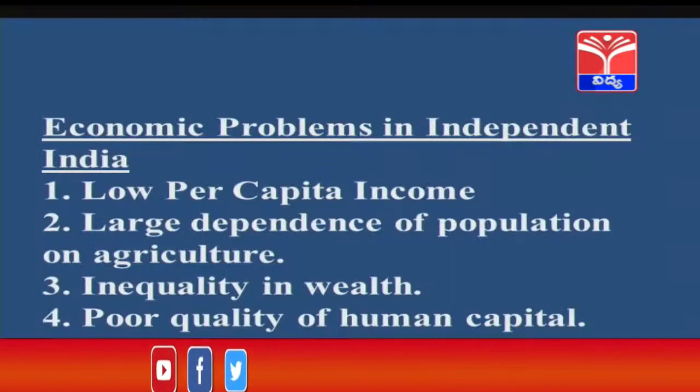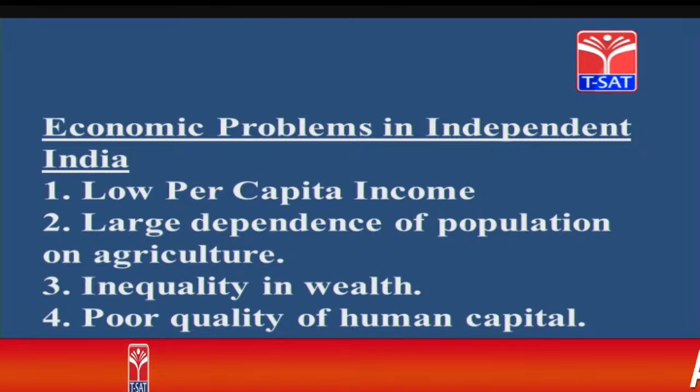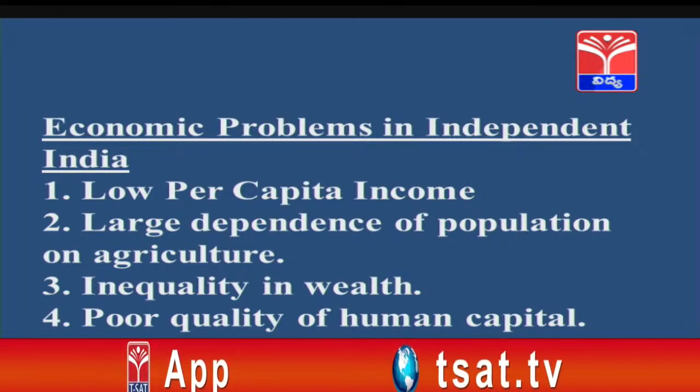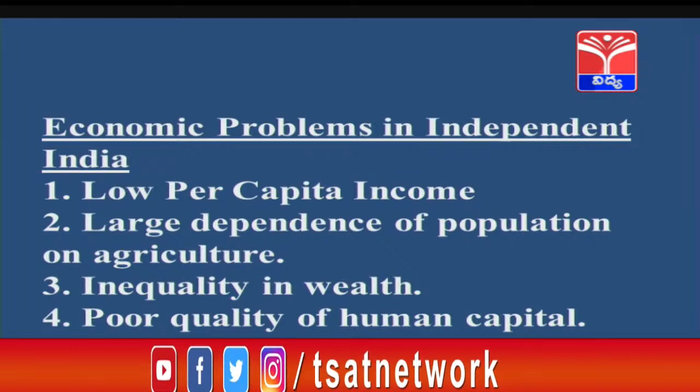Some of the economic problems in independent India were low per capita income and a large dependence of the population on agriculture. Ours was an agrarian economy. In order to shift to industrialization, most of the people were not skilled, so this was a major problem. There was also inequality in wealth, a large gap and a large division between the haves and have-nots. The rich were very few and the poor were far more. So, how to overcome this gap?